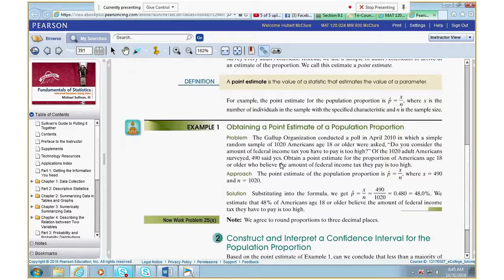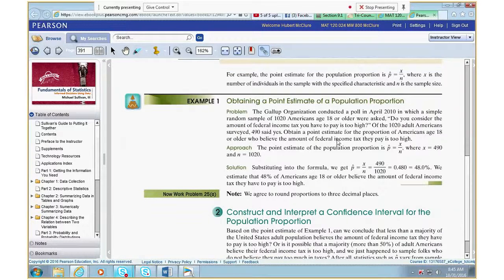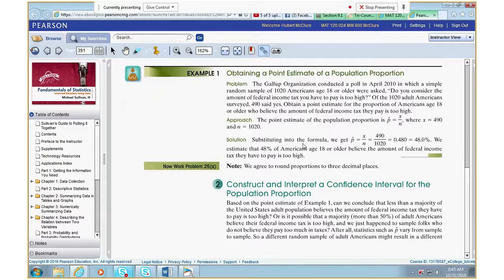And they give you an example right here, and I'm not going to insult your intelligence, but they say that 1,020 Americans, blah, blah, blah, 490 say yes. So 490 over 1,020 is going to be your P hat, or your proportion estimate. I'm not going to go through that because I think everybody here understands what a fraction is.